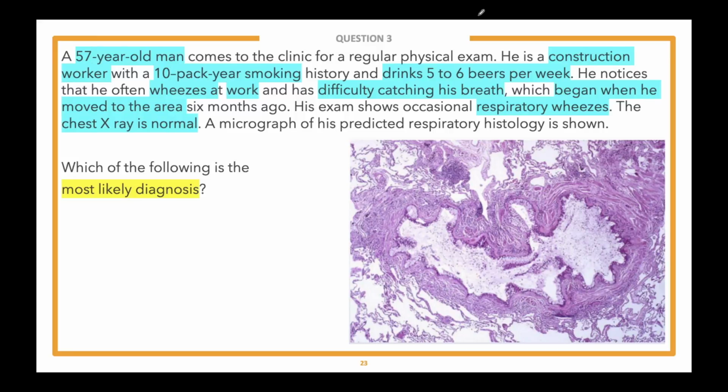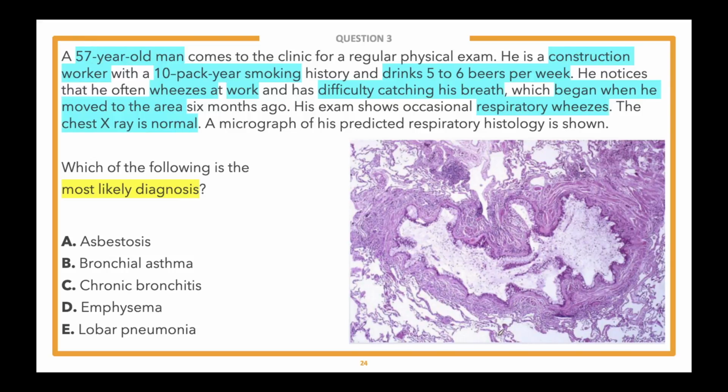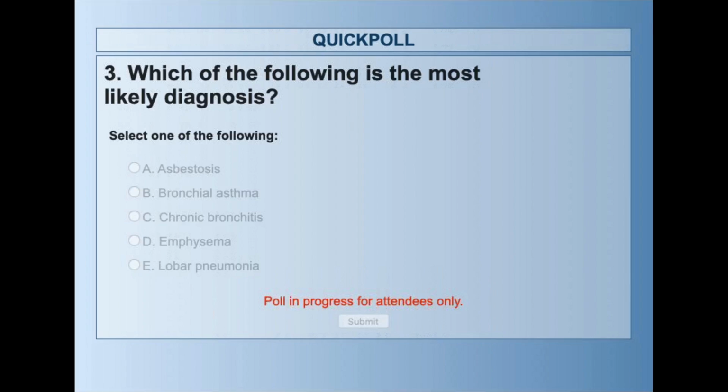So we'll go ahead and take a look at those answer choices again. And once again, we will start at the bottom and we will work our way up. Answer choice E, lobar pneumonia. D, emphysema. C, chronic bronchitis. B, bronchial asthma. And A, asbestosis. So once again, we will go ahead and open up that poll. Go ahead and select the answer choice you think is the most likely diagnosis, and we'll talk about it in just a few seconds.